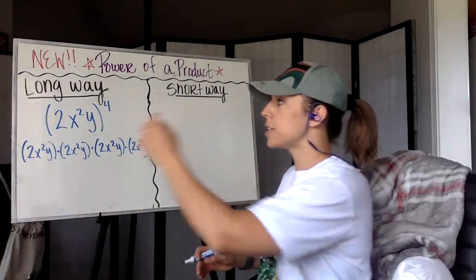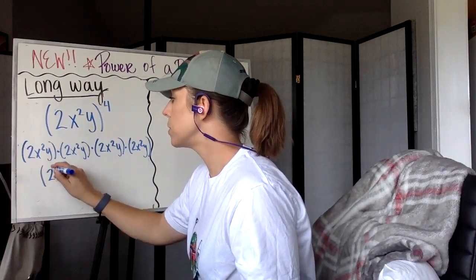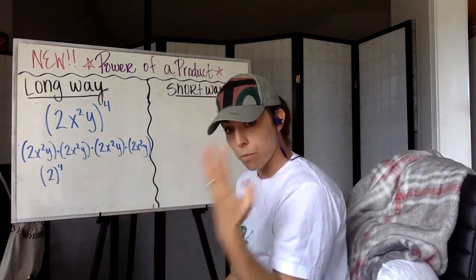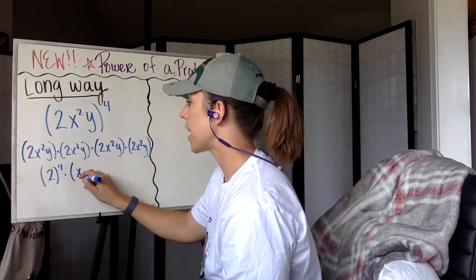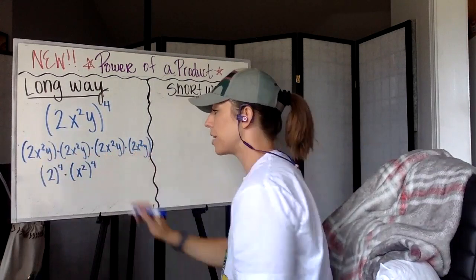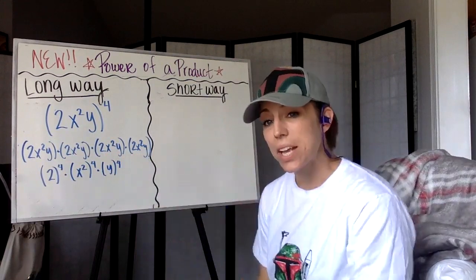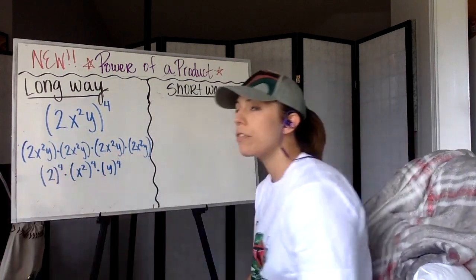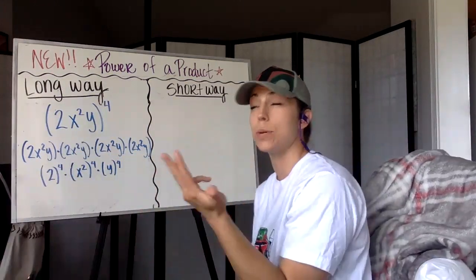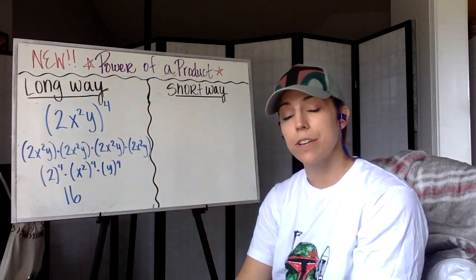Now we start looking at what I can actually do here. What do you notice? Well, I notice 2 is being multiplied by itself 4 times. X squared is also multiplied 4 times, and y is multiplied 4 times. And now I can simplify. 2 to the power of 4, well, 2 times 2 is 4, 4 times 2 is 8, 8 times 2 is 16. So that's just 16. And because this is technically a coefficient, I do want to do that math.